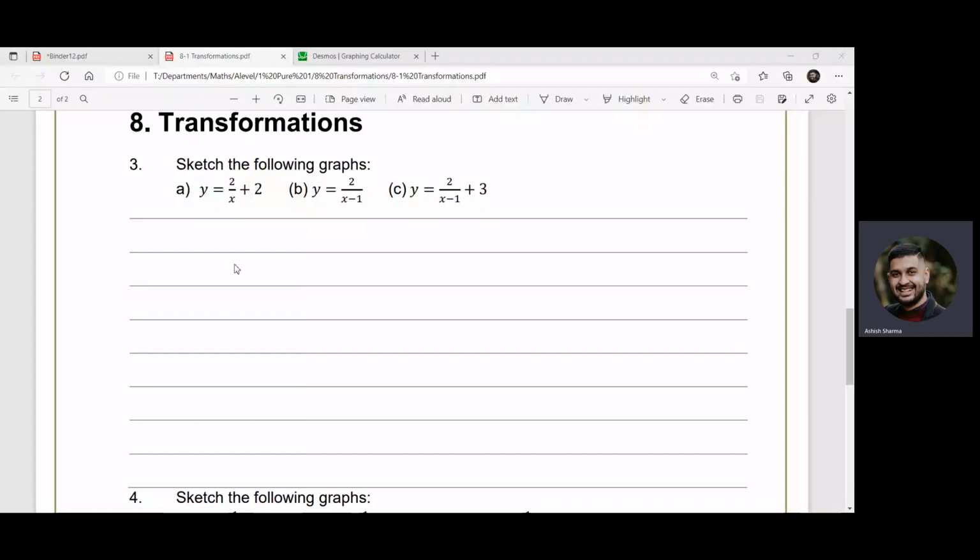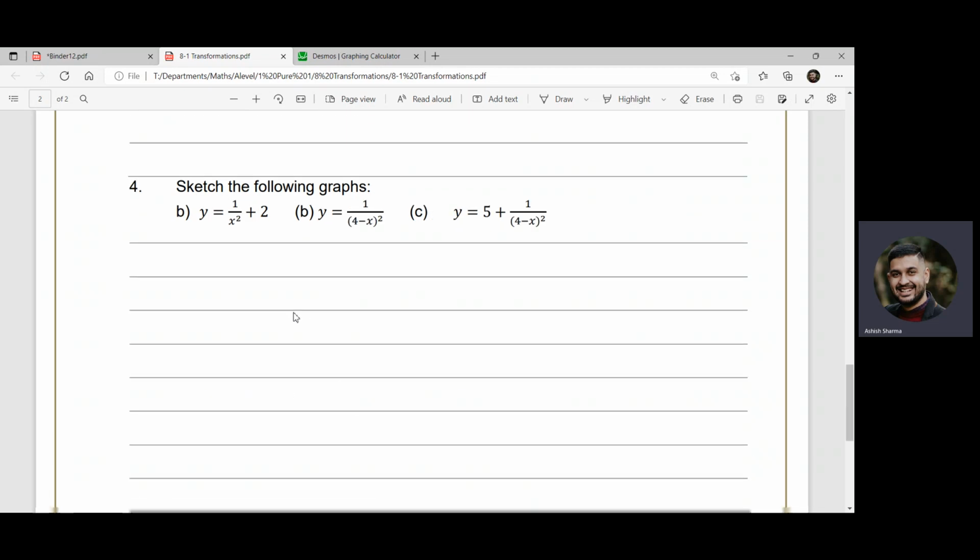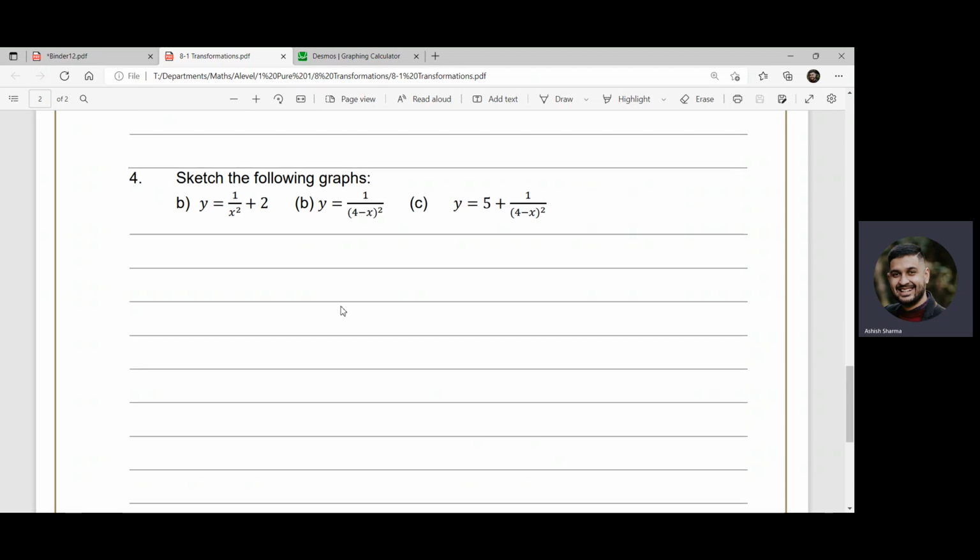Okay, and welcome to this video on transformations. This is actually a continuation of the previous transformations video that already exists on the Reigate Maths channel on YouTube. And essentially, in this particular video, we're looking at transformations with regards to reciprocals and how they play out in that respect.